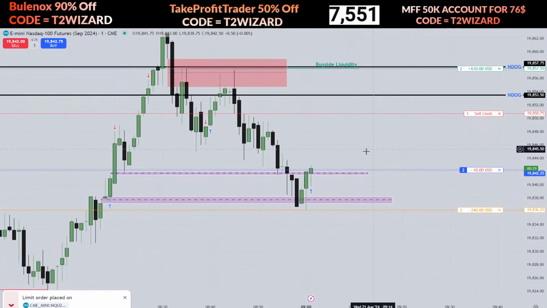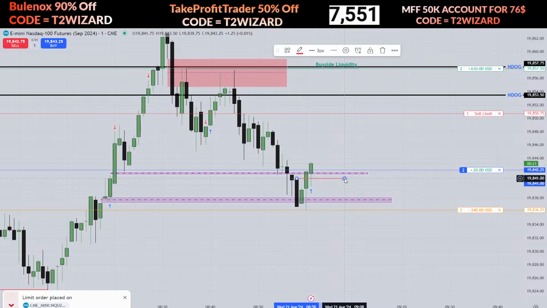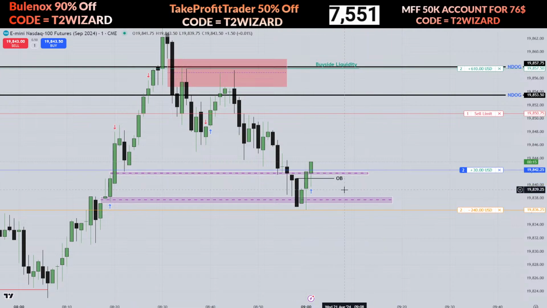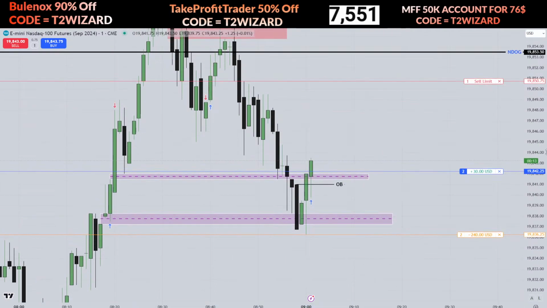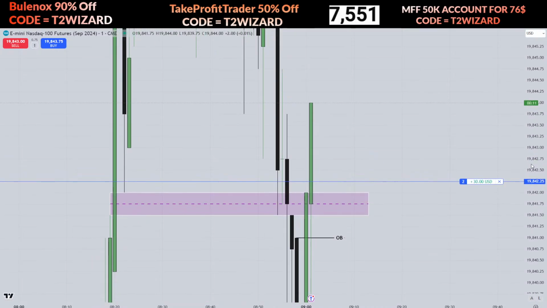Okay. So that is the trade I am framing from this inversion and from this order block. So let me mark that order block here. This is my order block. Not only the order block, but also this inversion fair value gap. Now let me actually show you this thing. There, this one.